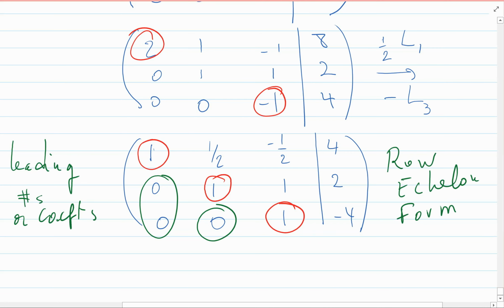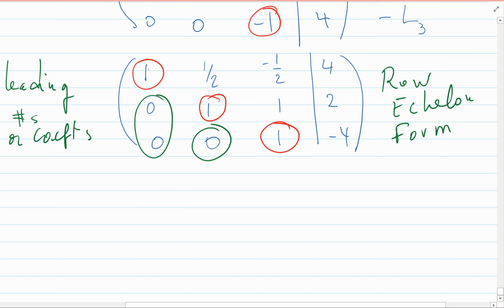So this row echelon form, what does it say if you look at the new system? Now let's go to the system. The first equation is going to be x plus 1/2 minus y minus 1/2 z equals 4, y plus z equals 2, and z equals -4. So you see, look at the last equation. z equals what? -4. So you found z. So what you do, you can go up.